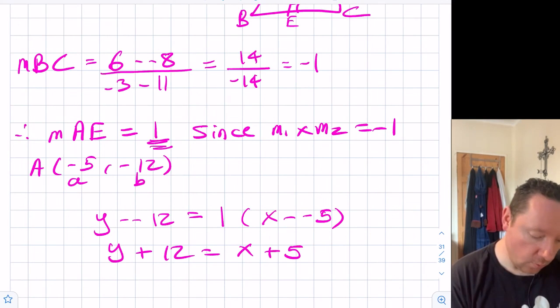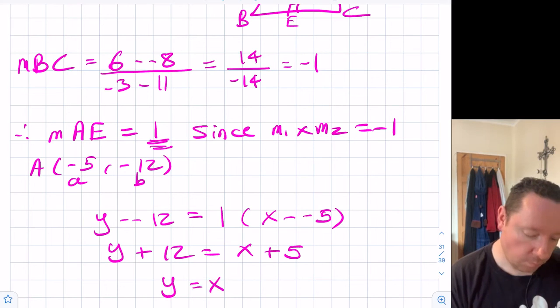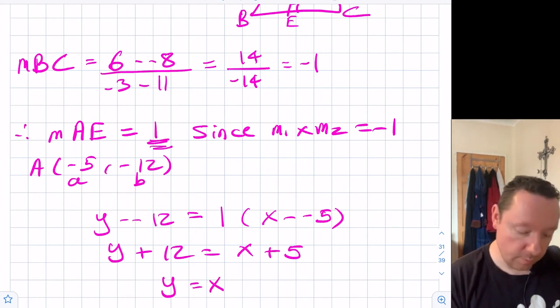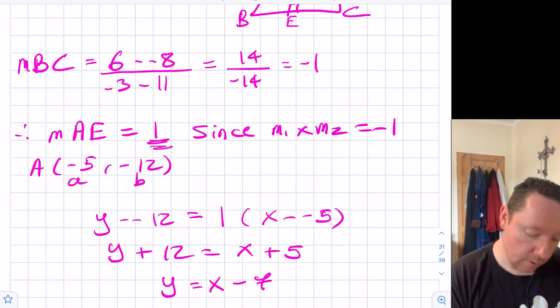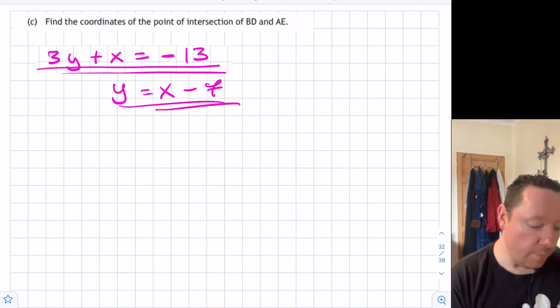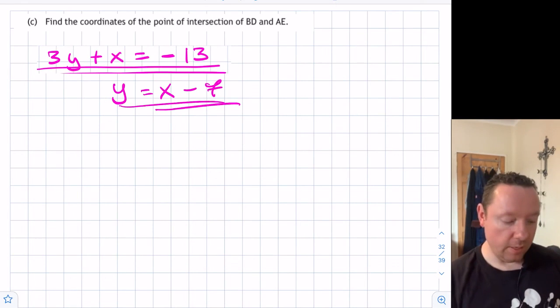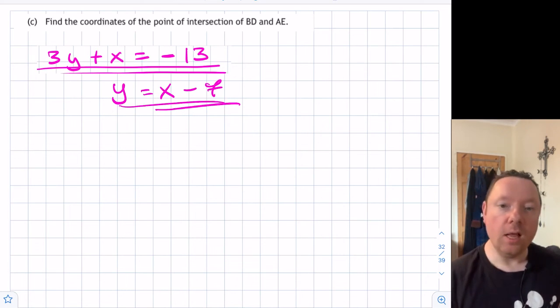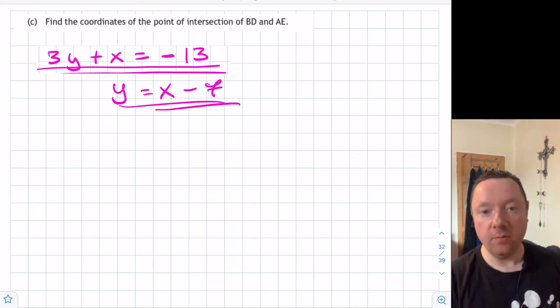Or to put that a nicer way, y equals x. 5 take away 12 is minus 7. Okay, find the coordinates of the point of intersection between BD and AE. Now, I've deliberately made it so that my two equations look different just to show you something. You cannot immediately take these away or add them. You can, but you want everything over the same side of each equation before you do that.